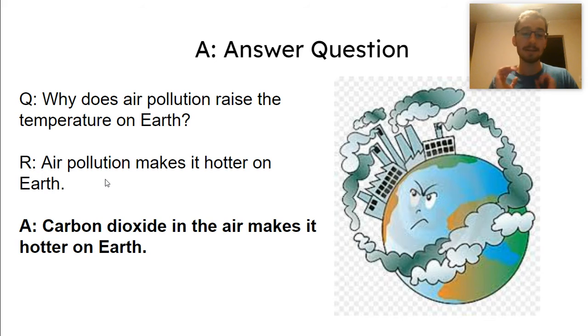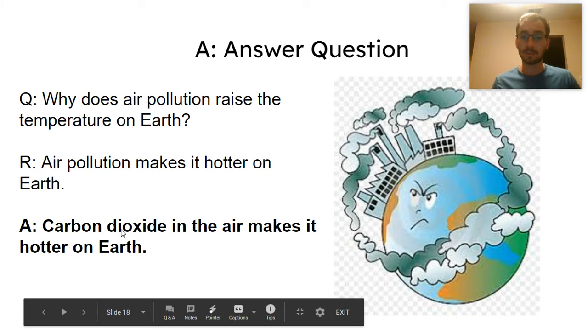Next, the A is for answer. So now I'm going to say what actually makes it hotter on Earth. And that would be carbon dioxide. Carbon dioxide in the air makes it hotter on Earth.